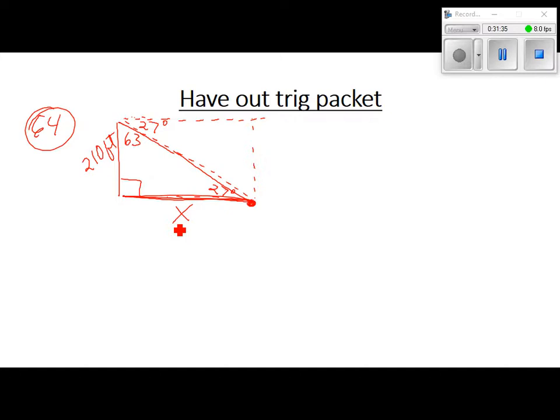Which angle are we going to use this time? Does it really matter? No. Which one can we not use? Right angle. The right angle. Never use the right angle, but we can use the other two. So you pick, which one do you want to use?